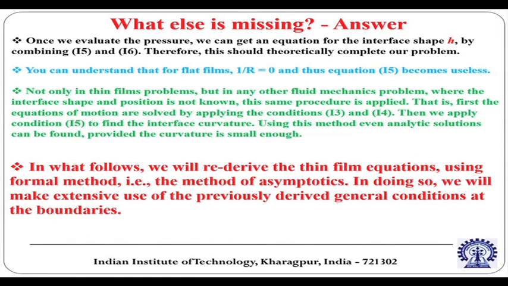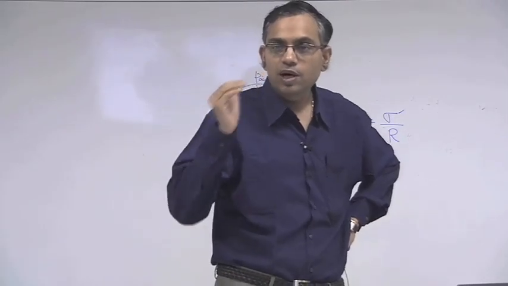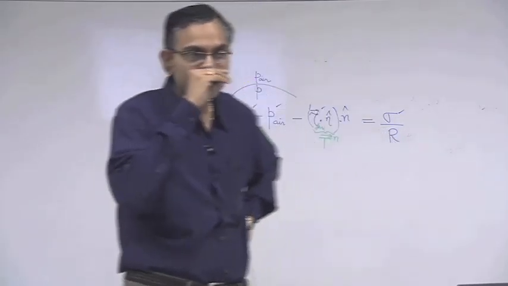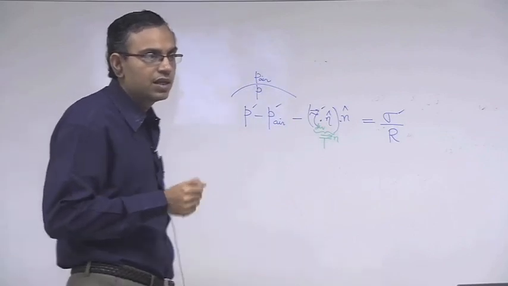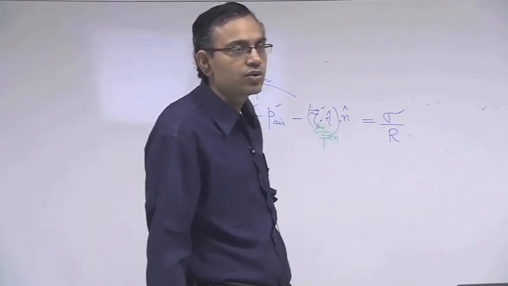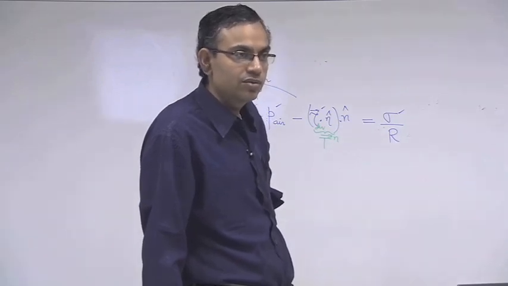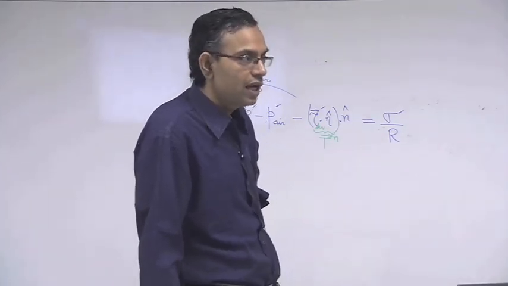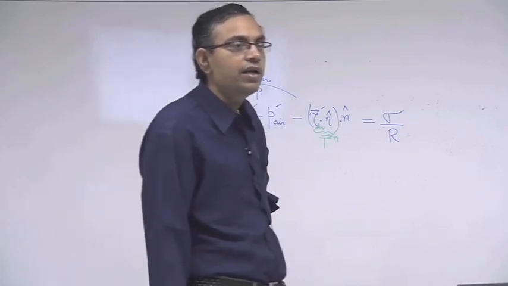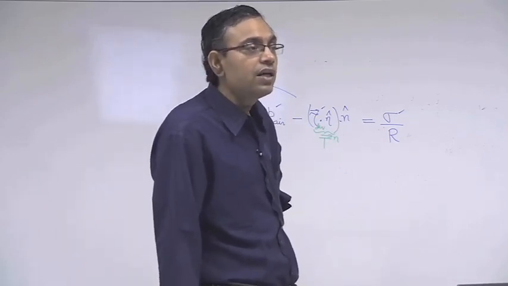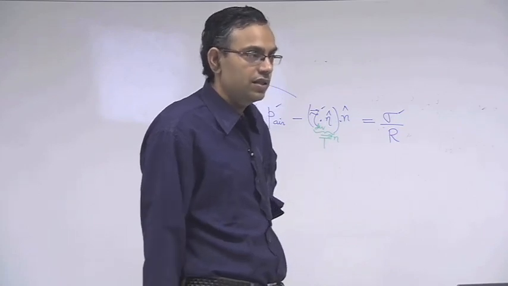Not only in thin film problems, but in any other fluid mechanics problem where the interface shape and position is not known, this same procedure is applied. So, this procedure that I outlined gives two important boundary conditions for a curved surface. One is the tangential stress balance, another is the normal stress balance. What is the origin of this normal stress balance? See, this is nothing but delta p equal to sigma into 1 by r 1 plus 1 by r 2. That particular formula we have applied here. Now, the delta p is augmented by the normal deviatoric component because it is under dynamic condition.